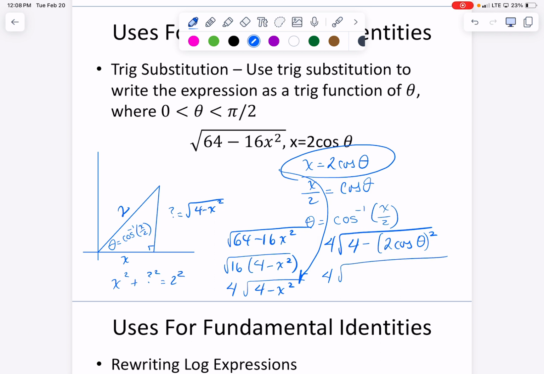So this is the square root of 4 minus 4 cosine squared theta. If I pull out another 4, this is 1 minus cosine squared theta, right? Which is an identity. The square root of 4 is 2, and 4 times 2 is 8. And this is the square root of sine squared theta, which is just going to be 8 sine theta.